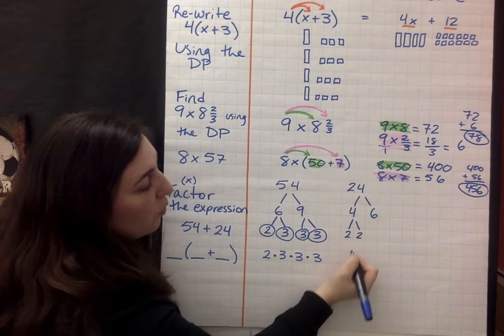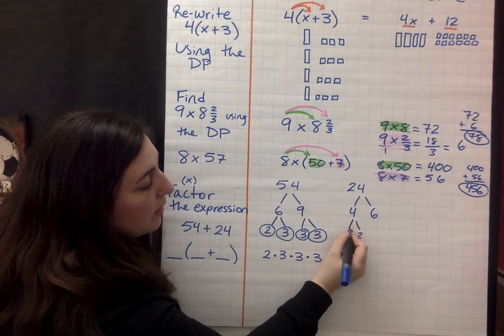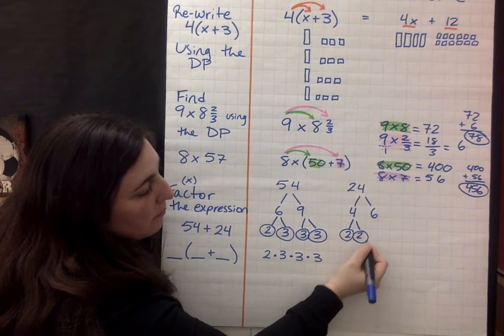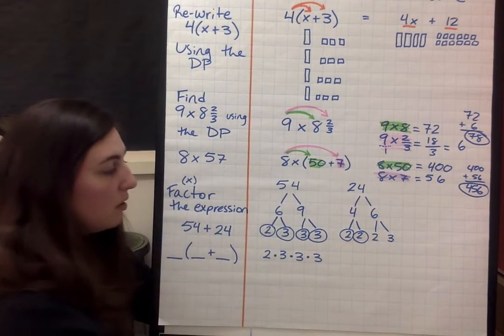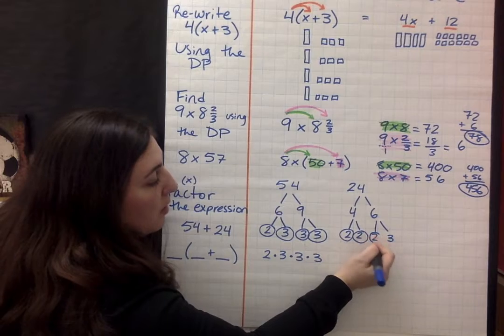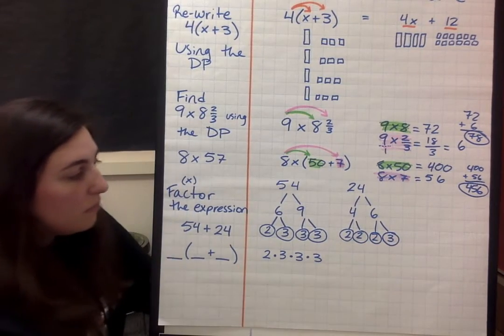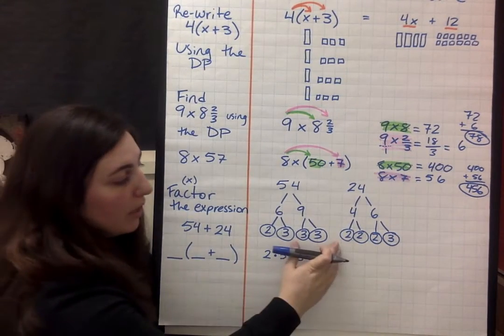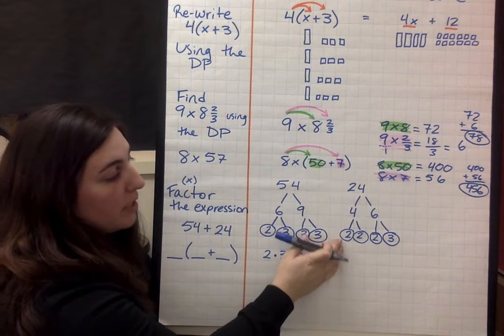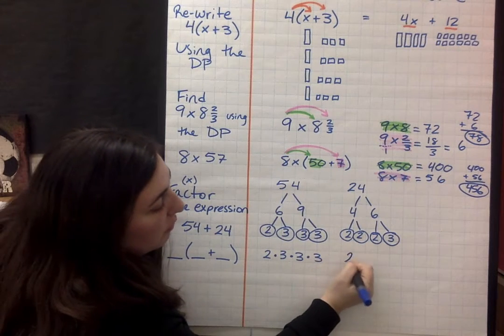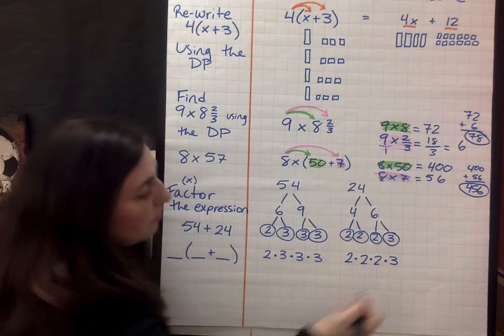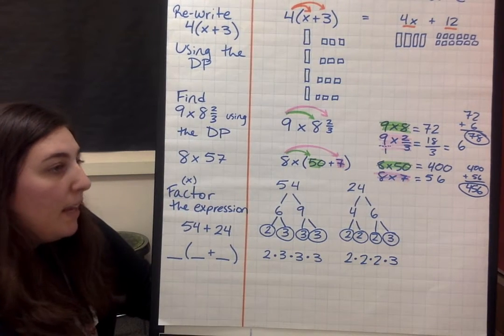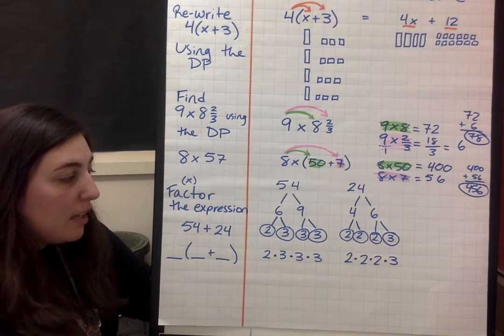2 times 2 is 4, and 2 is a prime number, so I'm going to circle it. Okay, 2 times 3 would give me 6. 2 and 3 are both prime numbers. I'm going to circle it. Okay, so now that I've gotten the prime factorization of 24, I'm going to rewrite it. 2 times 2 times 2 times 3. Okay, and now I'm ready for the next step.